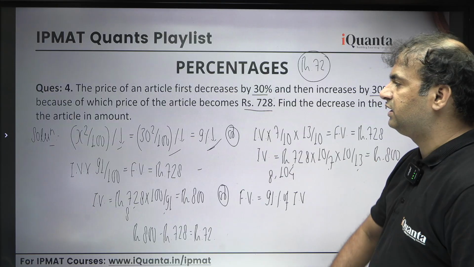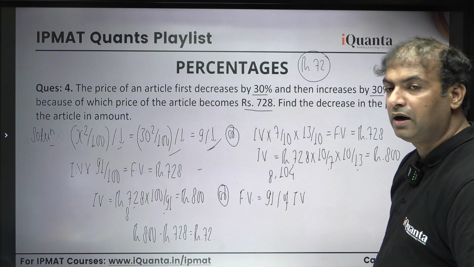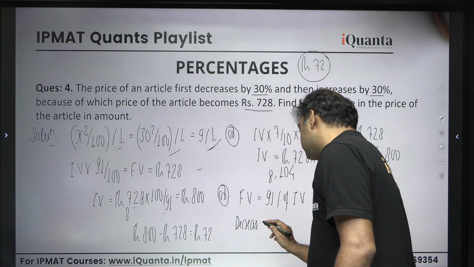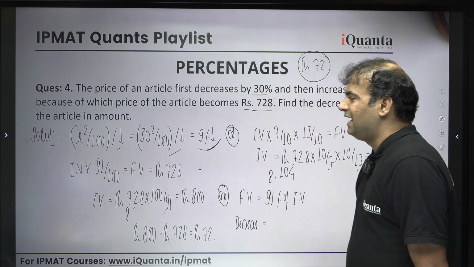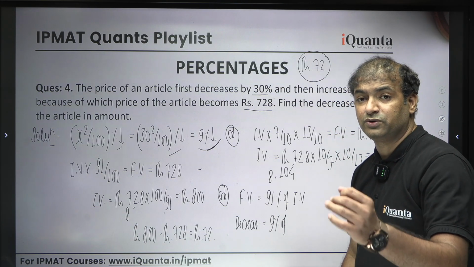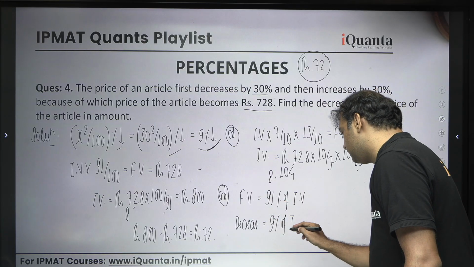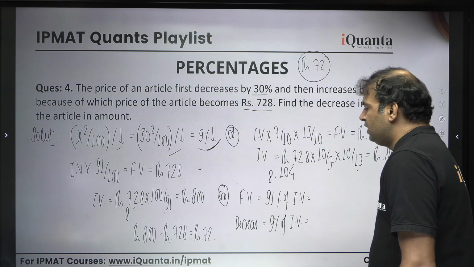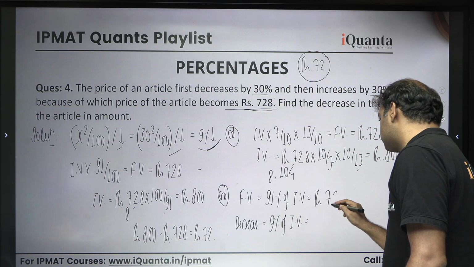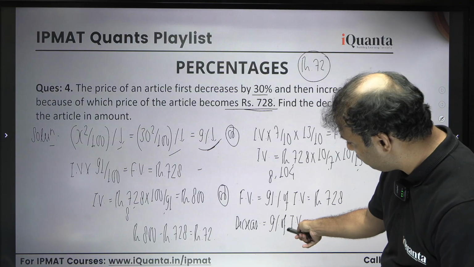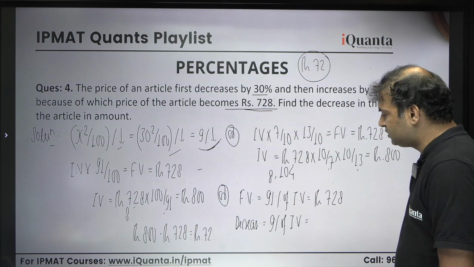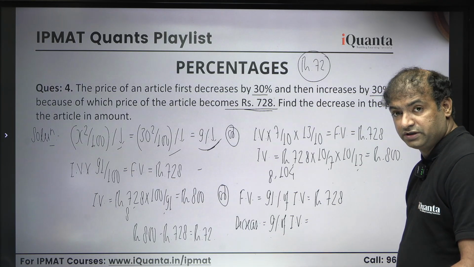You have to find the decrease in the price of the article in terms of the amount, right? So what should be the decrement? We can say the decrement is 9%, and I'm sure you all remember that percentage increase or decrease is always calculated with respect to the initial value. So amount of decrement is 9% of the initial value. Now the final value given to us is 728, so 91% of the initial value is 728, and we need to find the amount of decrement, which is 9% of the initial value.